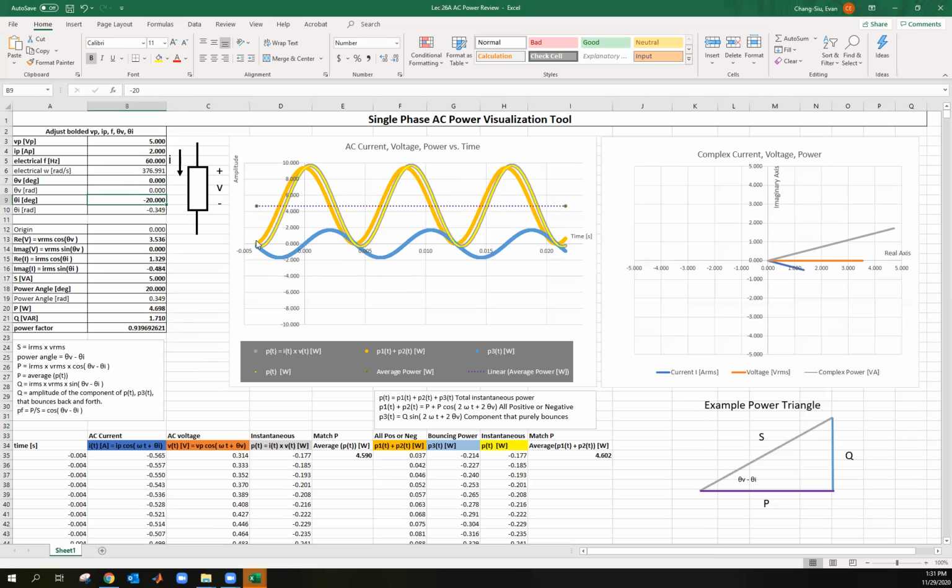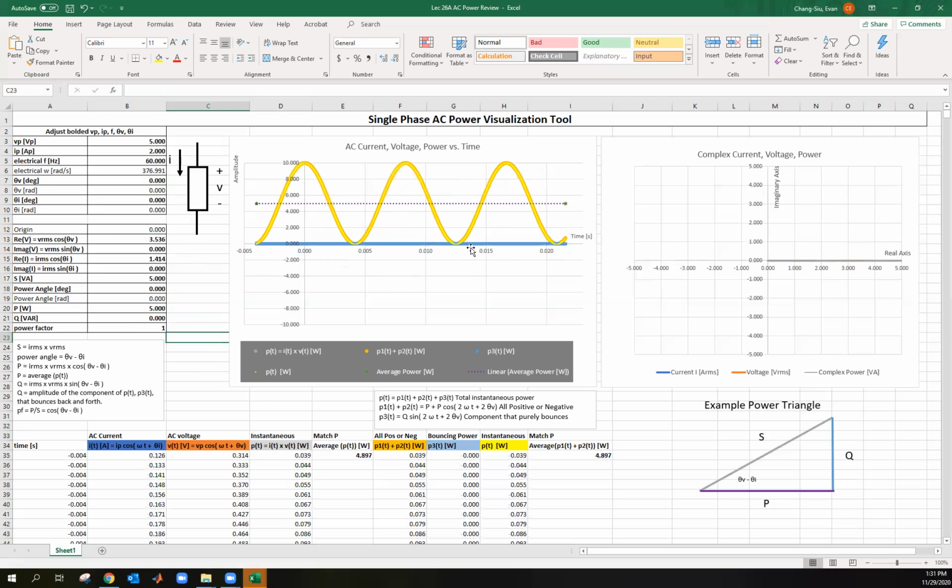Let's go and make it a pure resistor. So a pure resistor, everything's in phase, 0, 0. Look at this. Notice the orange line and the yellow line and the gray line are all on top of each other. So the total instantaneous power is the total power, all positive or negative power. Notice the bouncing power is squashed to 0, right? Notice the complex power is pointed straight out. Very good.